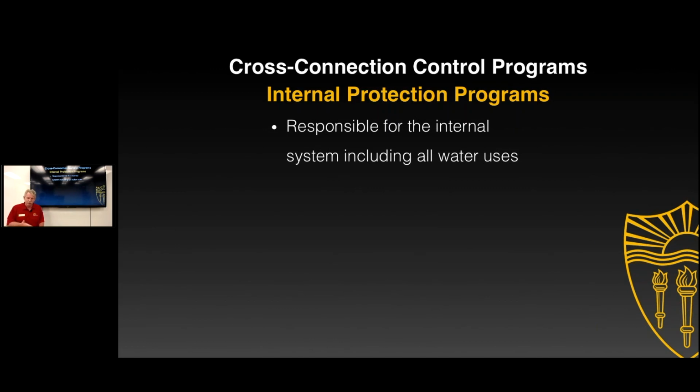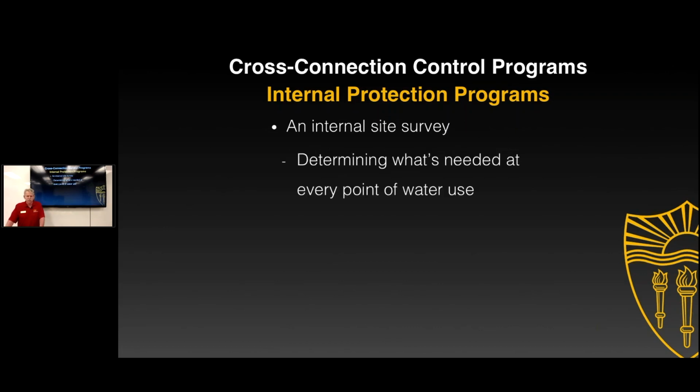You need to make sure you detail every particular point of water use that is a problem, every cross connection that's there, and what has to be done to fix that cross connection. So again, for internal protection programs, there's an internal site survey, but again, that's what's needed at every point of water use. So there are 2 different types of programs we tend to deal with, internal protection and system protection. Either way, you need to do an internal site survey, because that tells you what is either needed at the meter, or it tells you that there's a problem at this particular point of water use and what needs to be done to fix that problem.